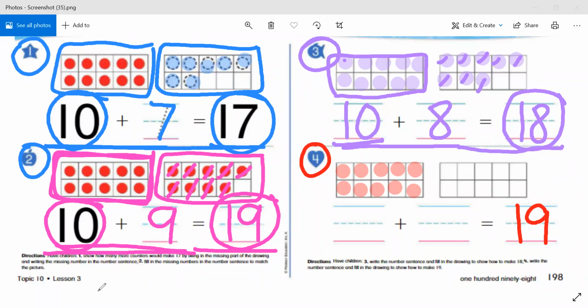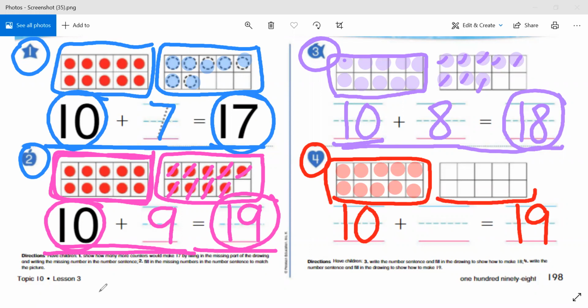So how many are in the first 10 frame? How many ones? 10. We know that, right? So if we have 10 ones here, how many ones should we put in the second 10 frame? We are going to start counting from 10 and start filling up our second 10 frame. 10, 11, 12, 13, 14, 15, 16, 17, 18, 19.